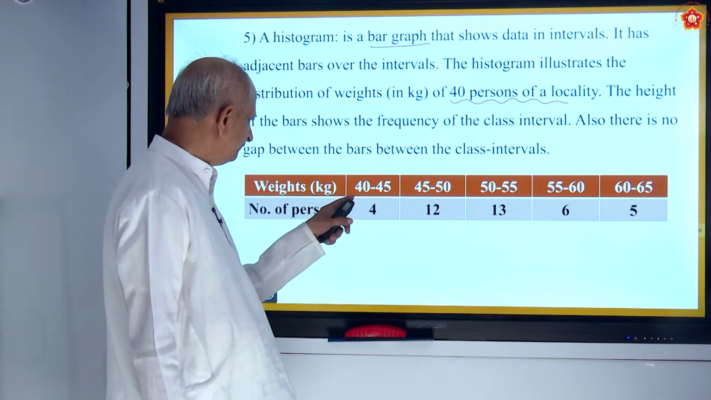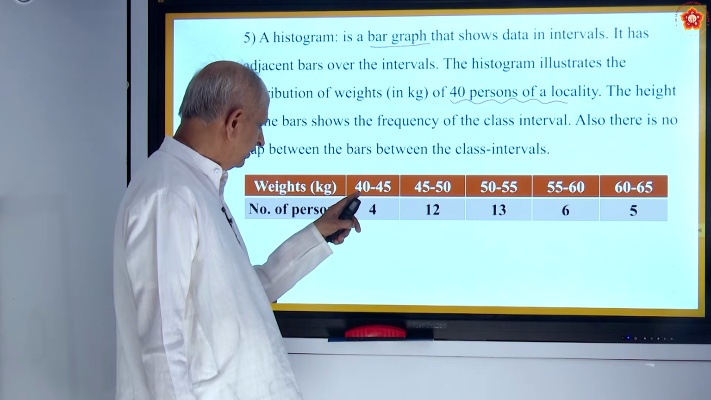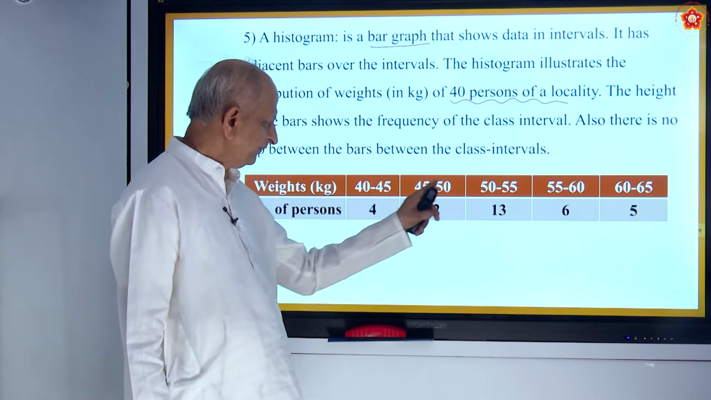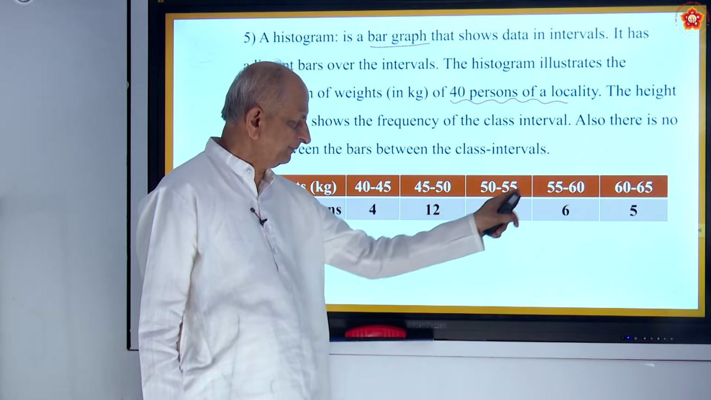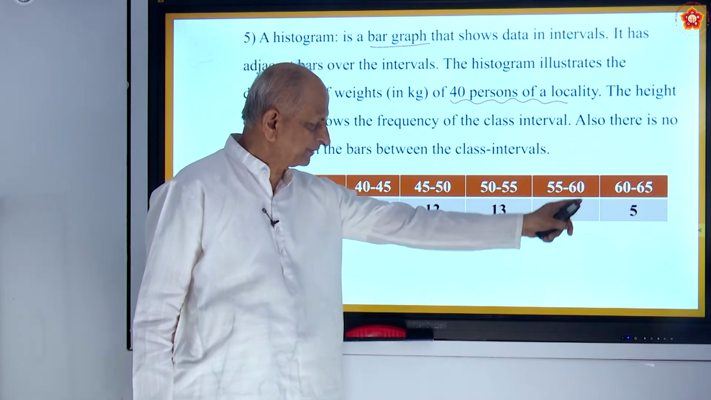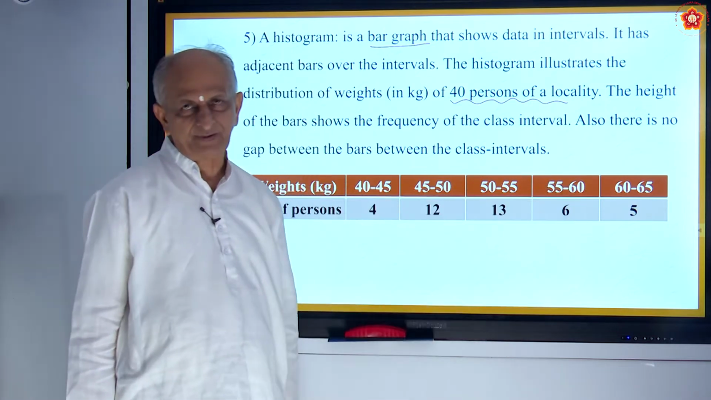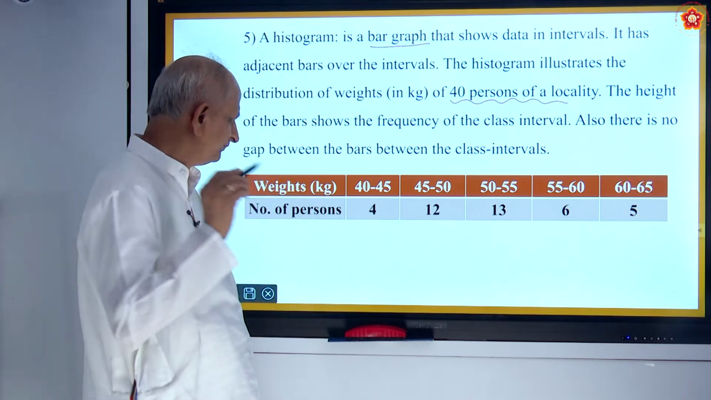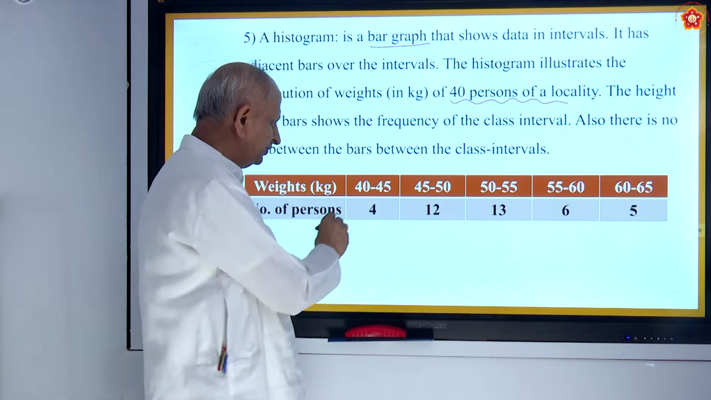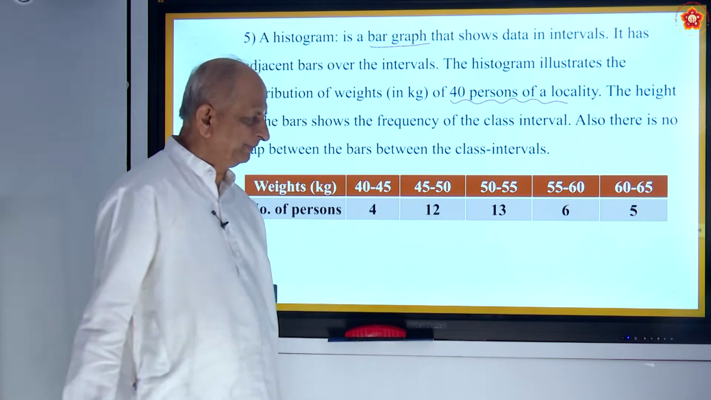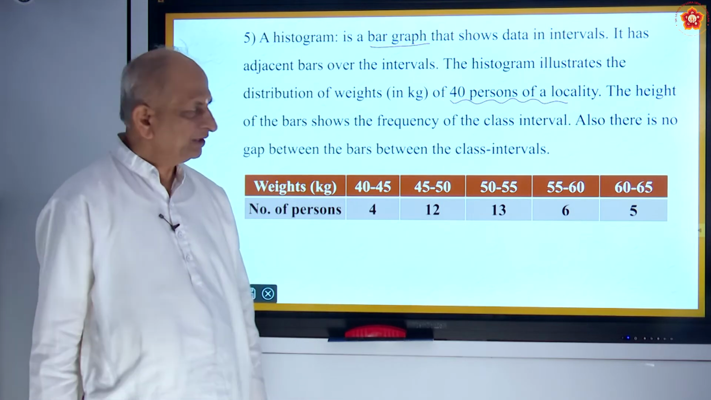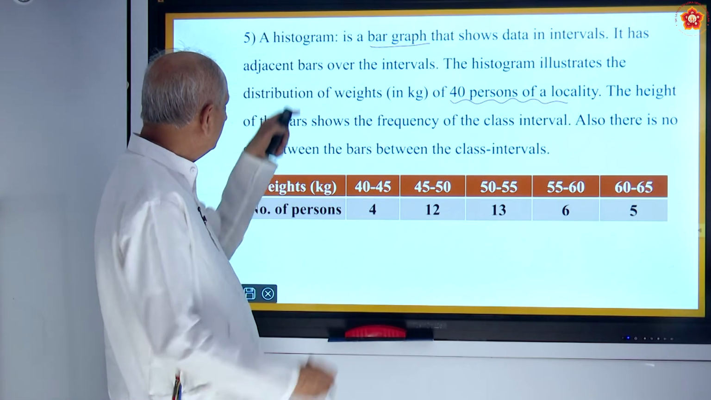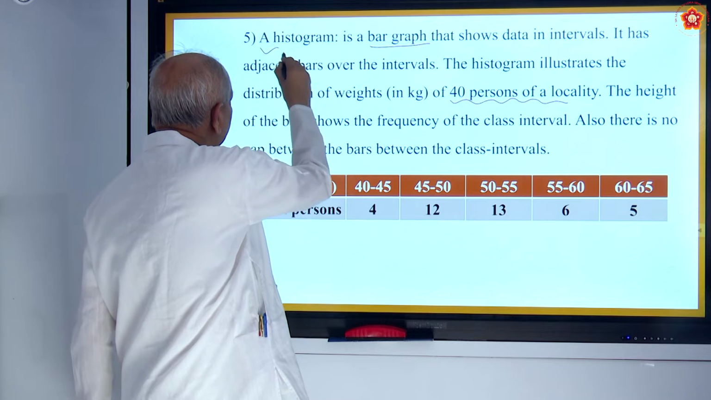So the weights of the persons having 40 to 45 kgs, there are 4 persons, 45 to 50, 12, 50 to 55, 13, 55 to 60, 6 persons, 60 to 65, 5 persons. What are they? They are the weights of people. This is the number of people, this is the weights of the people. And if you draw the graph, what you get is called a histogram.